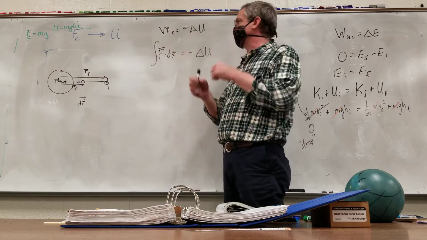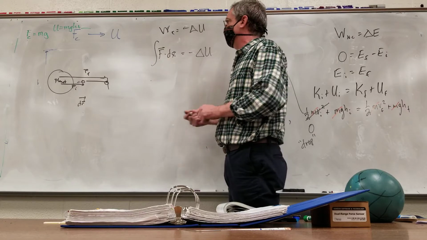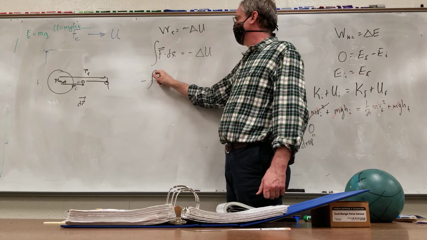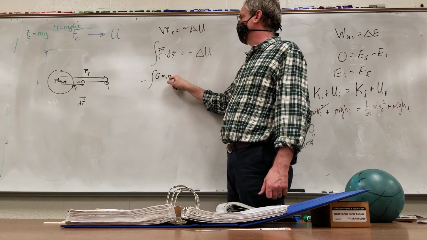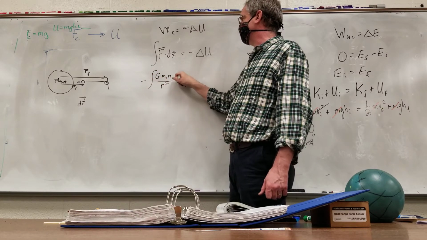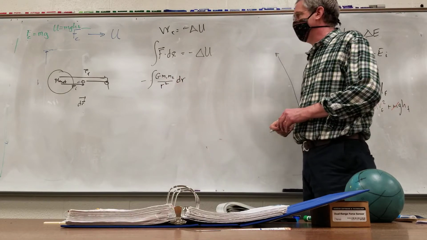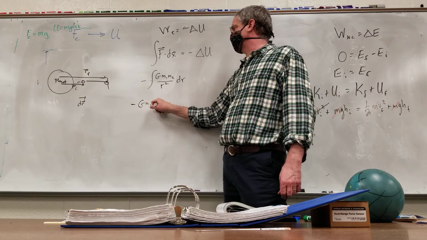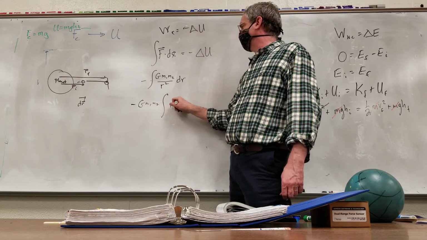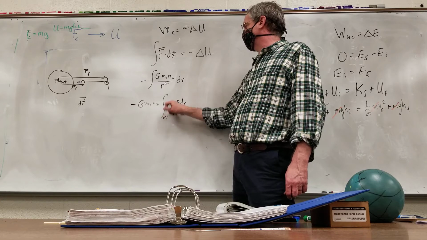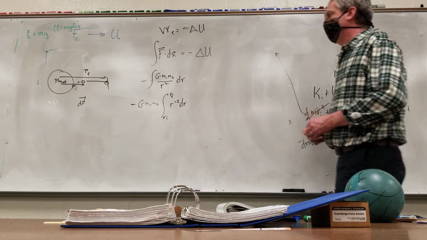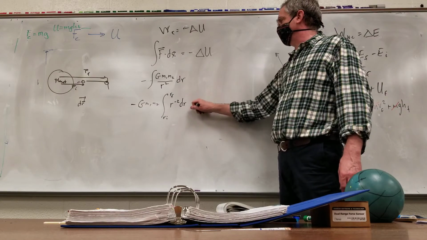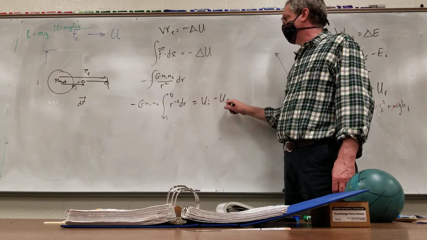Whichever way you consider positive, these are in opposite directions. So this is negative force due to gravity there. G mass 1 mass 2 over r squared dr. So negative G mass 1 mass 2 integral of r to the negative 2 dr from some initial value to some final value equals U initial minus U final.